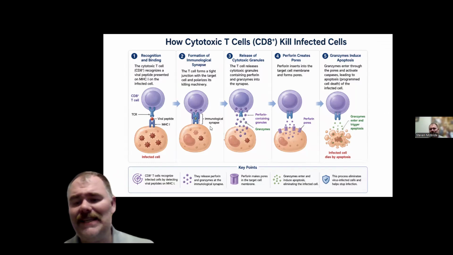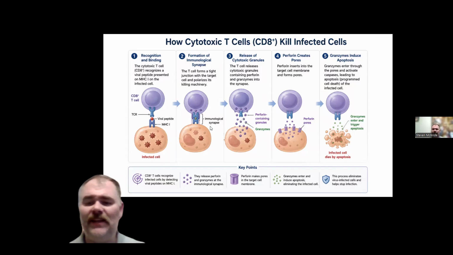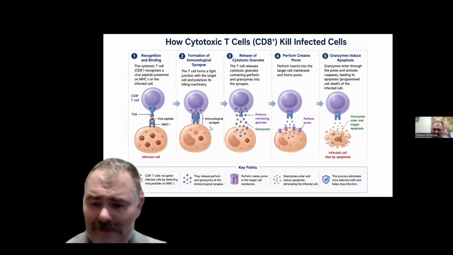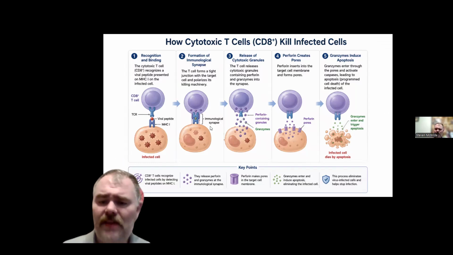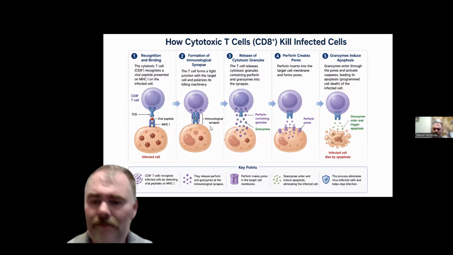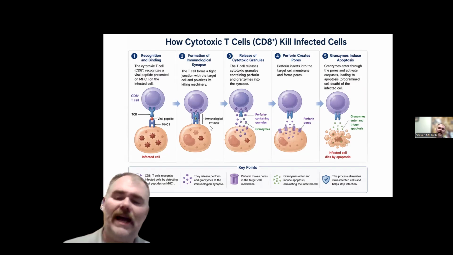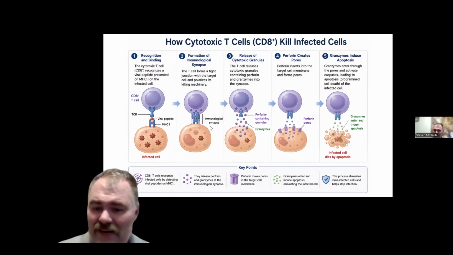When a cytotoxic T cell recognizes an infected cell displaying the appropriate antigen on MHC1, it forms a close connection with the target cell. The cytotoxic T cell then releases specialized molecules called perforin and granzymes. Perforin helps create pores in the target cell membrane. These pores allow granzymes to enter the infected cell. Once inside, granzymes activate a series of enzymes that trigger apoptosis, or programmed cell death.